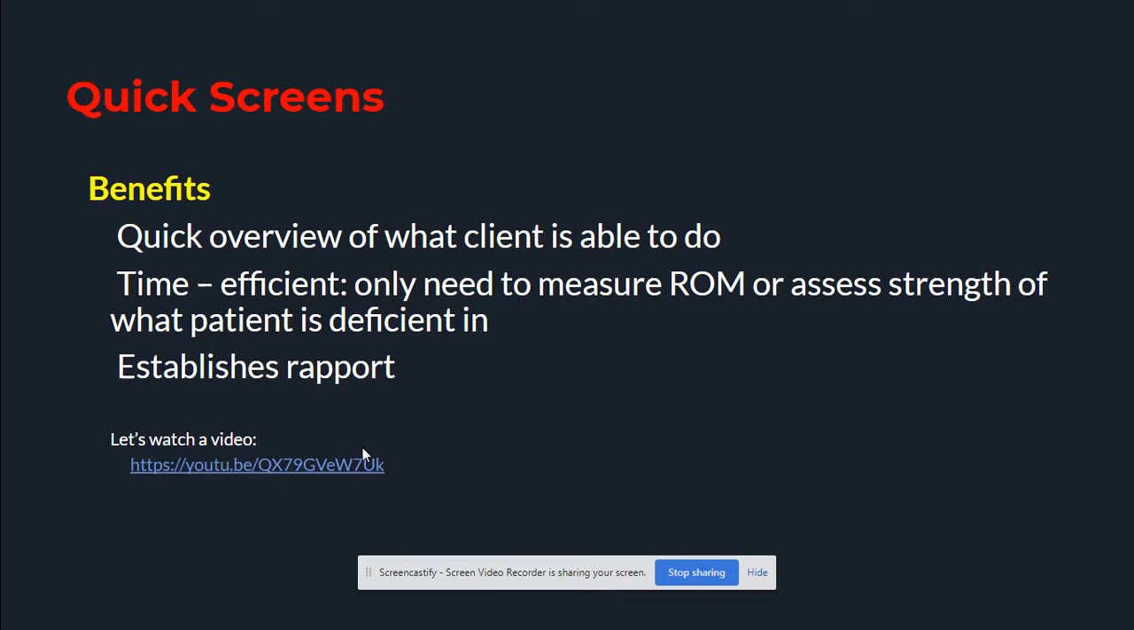So I have a video here that we're going to look at. This will just be a quick look. It's less than a minute long, and we're going to be talking about this much more in lab and breaking it down even further.